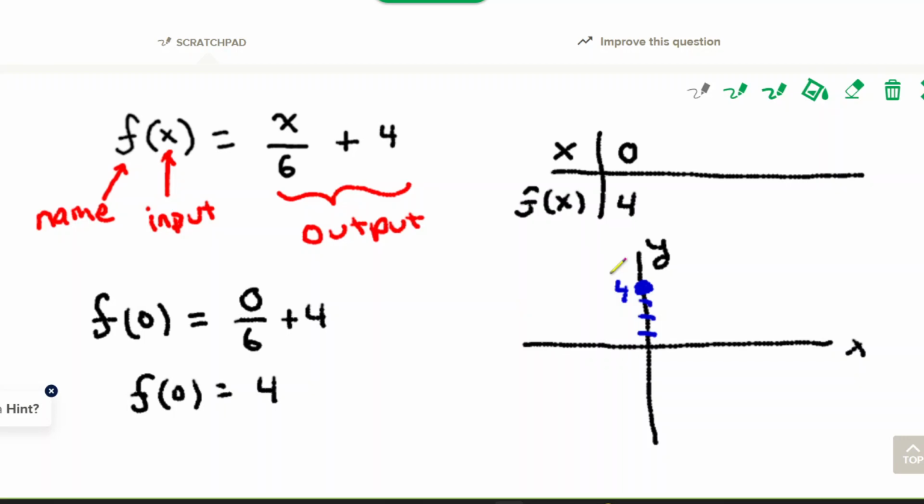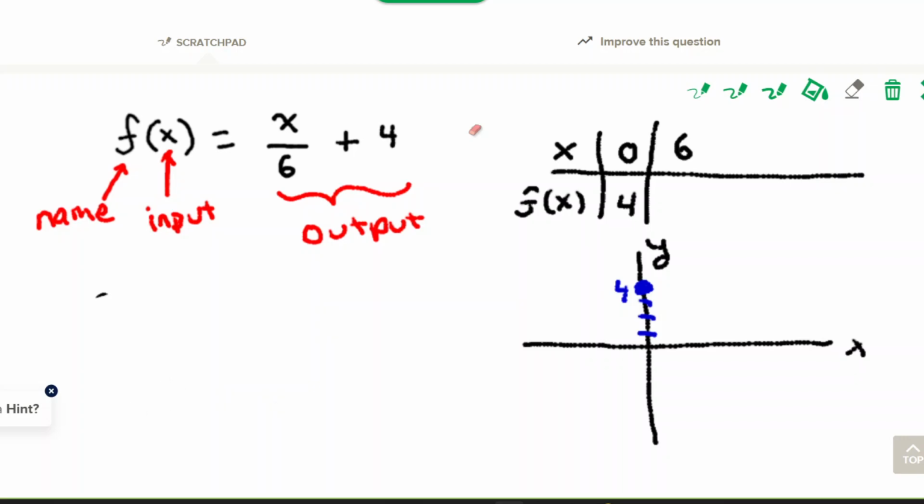Then some other points we could plot. Now I'm going to plug in 6 for x because you see how it's being divided by 6? We have x divided by 6. So if I plug in multiples of 6 for x, that'll give me a nice integer output. If I plug in a number that's not a multiple of 6, then the output will be something that's not an integer. Okay, so come down here. Let me erase this f of 0 stuff. And we'll plug in 6 for x now.